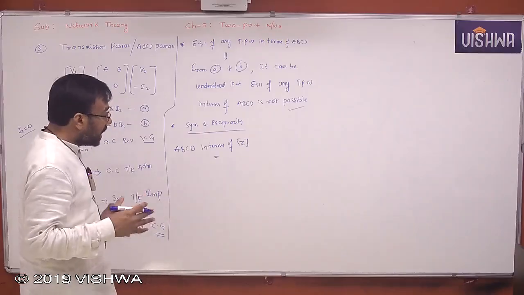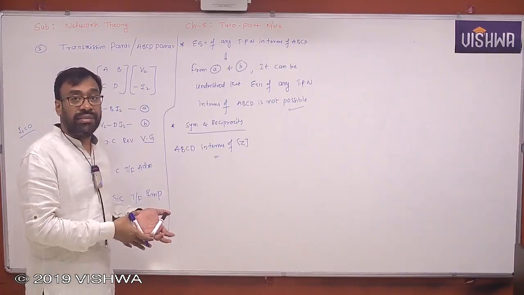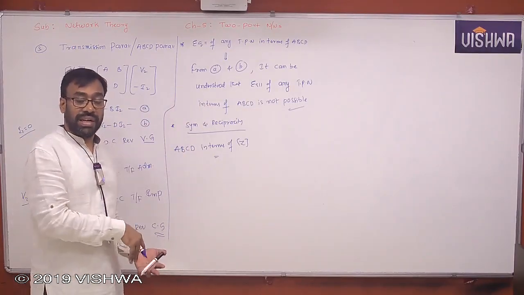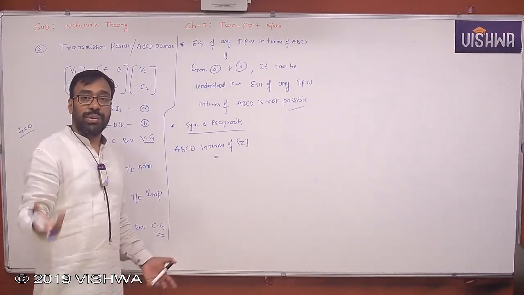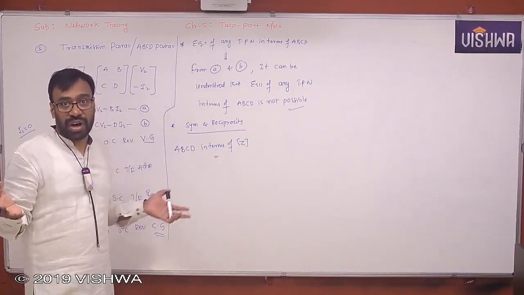Because sometimes in the exam he will give H parameters and ask Z parameters. He will give Y parameters and ask ABCD parameters. He will give ABCD parameters and ask to calculate H parameters. So what will you do then? You must know the procedure. There should be a standard procedure. You can't remember all the formulas.